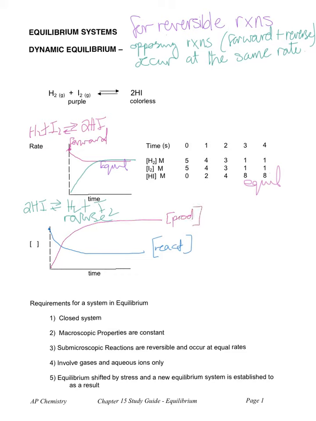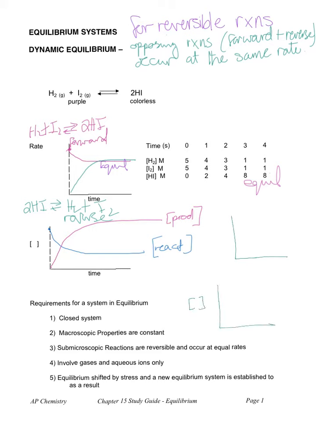Now at equilibrium, the concentration of the products and the reactants are not equal to each other. In this case, the products have a higher concentration than the reactants at equilibrium. So they're not equal to each other, but what is equal is their rates. They remain steady, but they're not equal to each other. Now, this is one instance. There are other possibilities. So you could have your reaction.